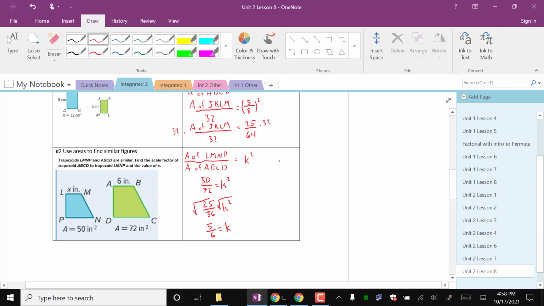So what do we have? We have that LM over AB is my scale factor. We've solved for my scale factor. We know my scale factor is 5 over 6. So we don't know what LM is. That's our x. We know AB is 6. And we know our scale factor is 5 over 6. So if we look at this, to make these equal, x has to equal 5. Or if I multiply both sides by 6, I get x equals 5. So my length that I was missing is 5.